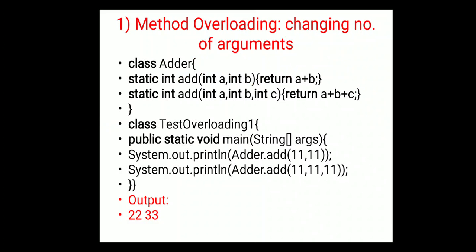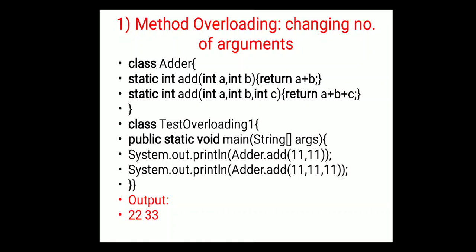Next, the first one is method overloading by changing the number of arguments. In the example, we had a class Adder. In the Adder class, we had two methods. One is add with two parameters, int a comma int b. Another one is add with three parameters, int a comma int b comma int c. So the first method is returning the value of a plus b. The second method is returning the value of a plus b plus c.